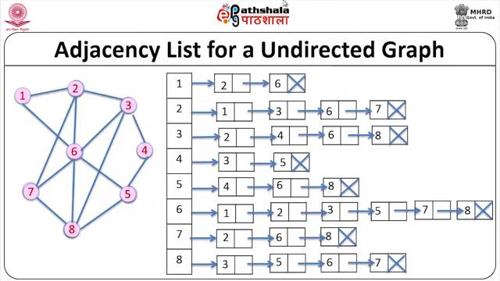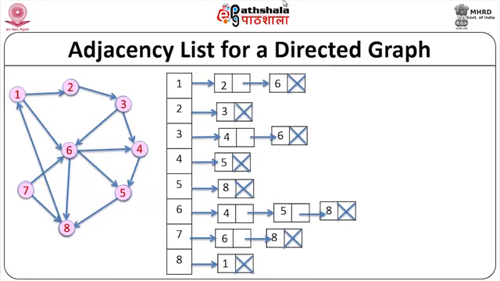The number of head nodes is the number of vertices, and the number of nodes that you have is equal to the number of edges. Okay, so that is why the space is reduced. So, the number of edges will tell you how many nodes you have in the linked list. So, this is the adjacency list for a directed graph. So, for a directed graph it is even more.